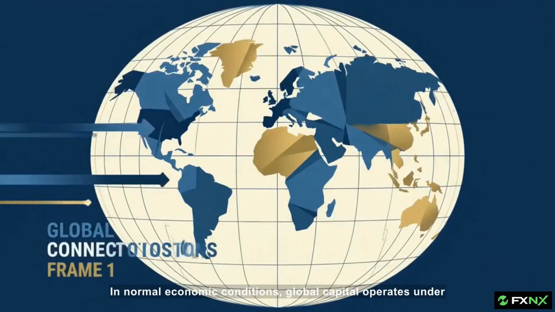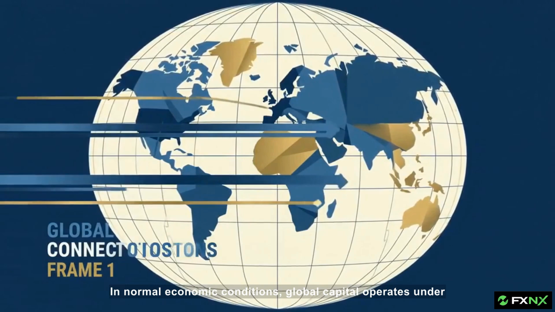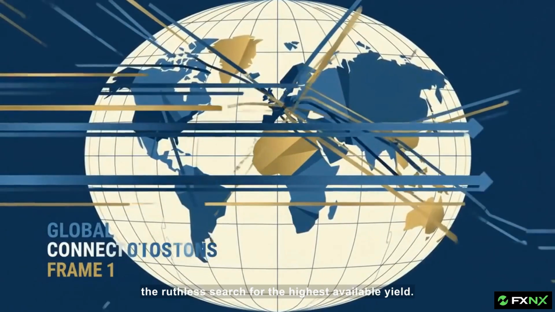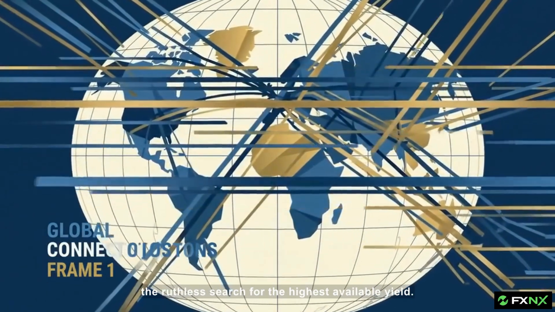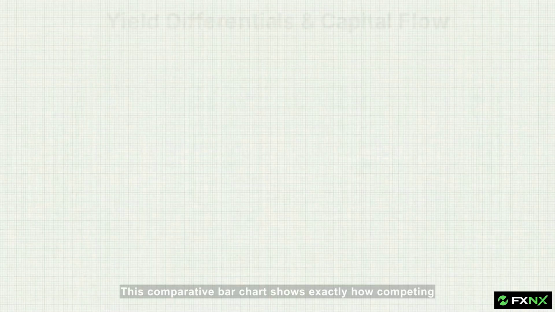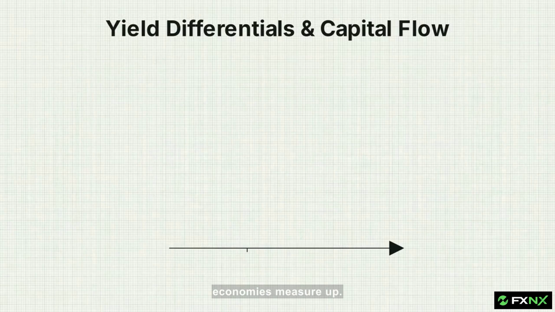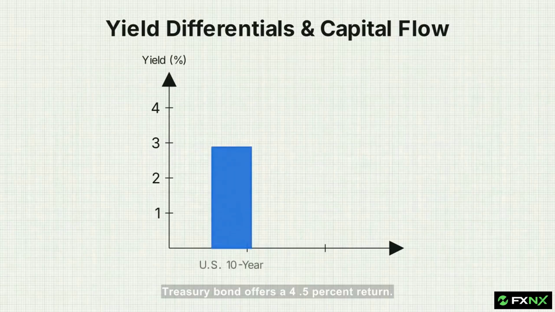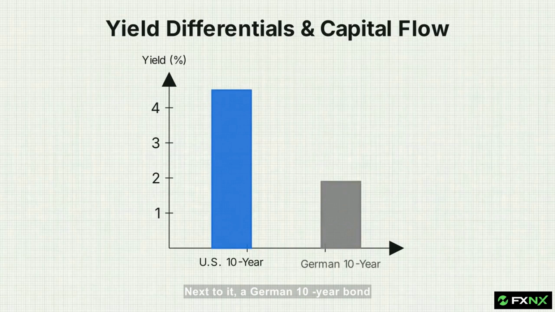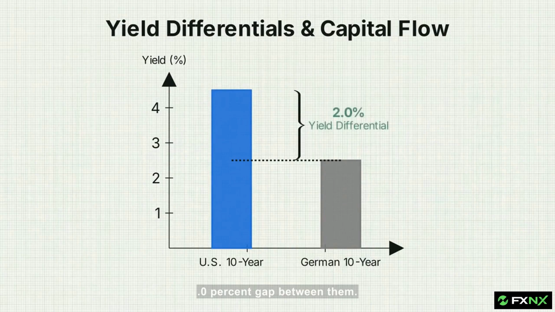In normal economic conditions, global capital operates under one simple rule: the ruthless search for the highest available yield. This comparative bar chart shows exactly how competing economies measure up. On the left, a 10-year U.S. Treasury bond offers a 4.5% return. Next to it, a German 10-year bond offers 2.5%. Yield differential is the term for the 2.0% gap between them.